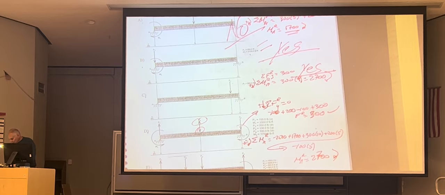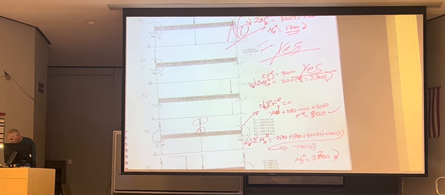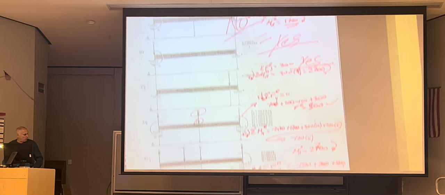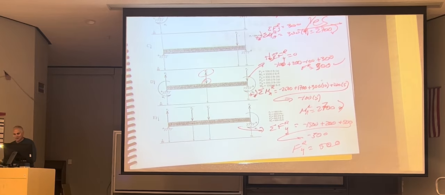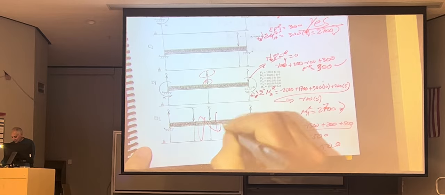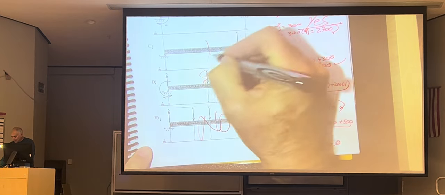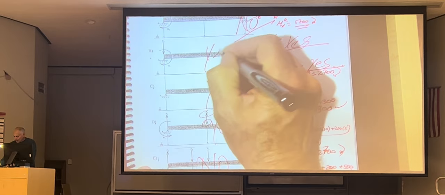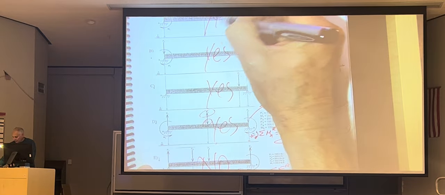This one right here, if I sum forces resultant Y, I'm going to get minus 1500 plus 2000 plus 500 minus 500. Single force resultant Y is 500. I don't even need to worry about what the moment resultant is because the force resultant doesn't match. So that's a no, that's a yes, that's a yes, that's a yes, that is a no.